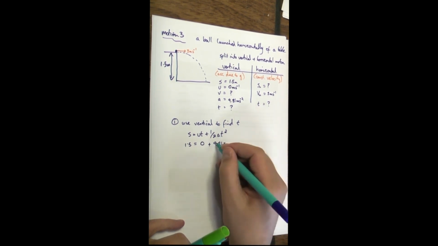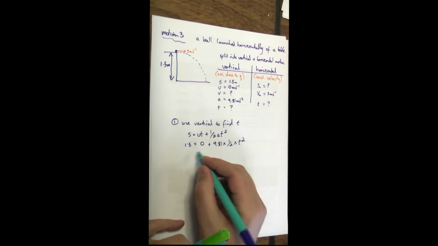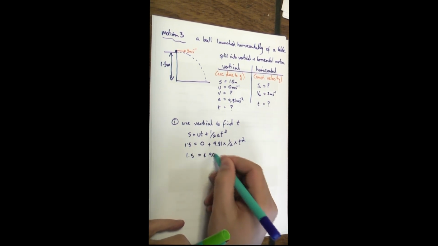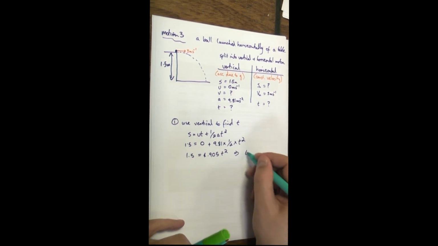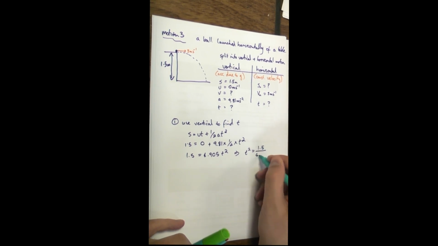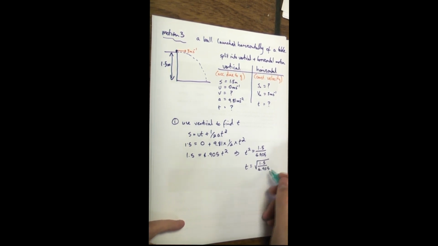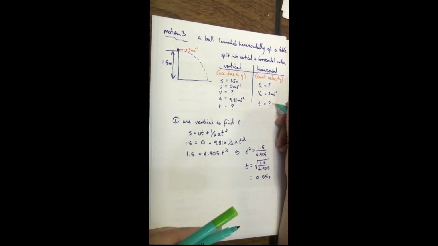We substitute in, and we end up with 1.5 equals 4.905 t squared. So t squared equals 1.5 over 4.905. So t equals the square root of that, and you get 0.55 seconds. Now we've got the time, we can substitute it back in up there.